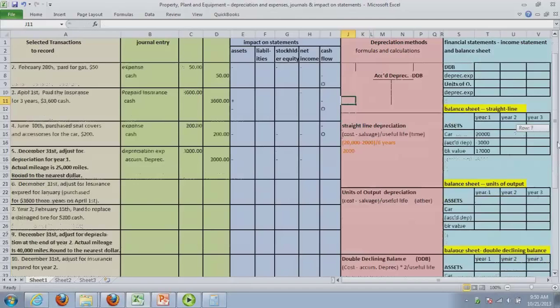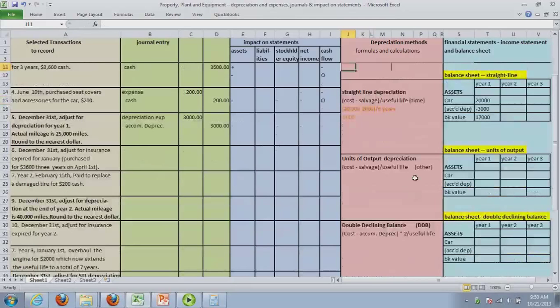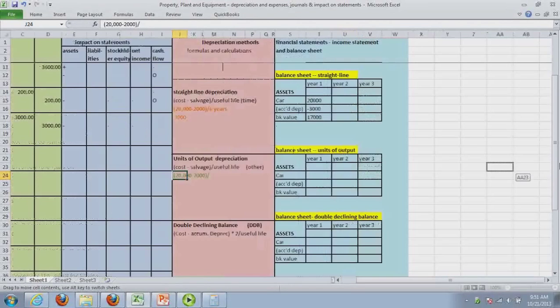Units of output: look at the formula, it's very similar to straight line, but you come up with a rate per mile or per hour, and you're not finished yet. That's why over here you have to actually be told the actual mileage for this period. That's where the extra work comes in, and you have to decide cost versus benefit. Is it worth the extra work? So the first part does sound a lot like straight line. Cost minus salvage divided by the useful life, but we're going to go with the useful life in activity.